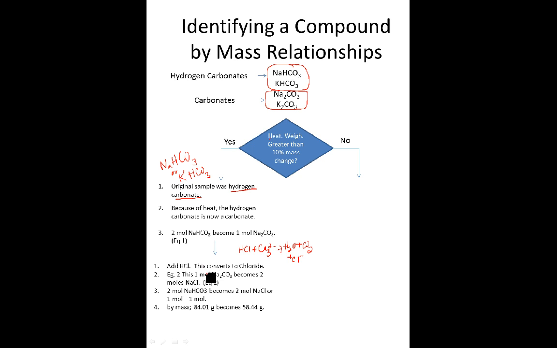According to equation 2, though, 1 mole of sodium carbonate becomes 2 moles of sodium chloride. But if you look at the original and overall, which means by adding the 2 reactions, you'll see that 2 moles of your hydrogen carbonate became 2 moles of your sodium chloride. So in essence, it's a 1-to-1 mole conversion. 2 moles make 2 moles, or 1 mole makes 1 mole. Either way you want to look at it.